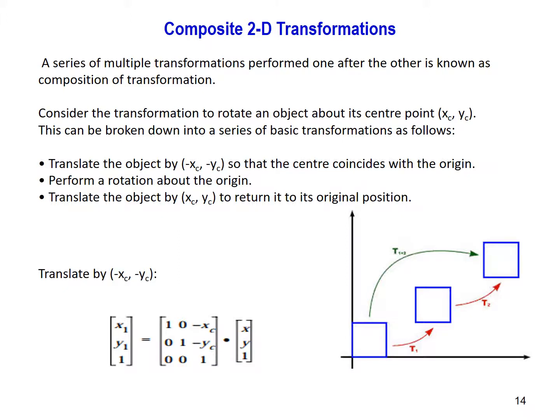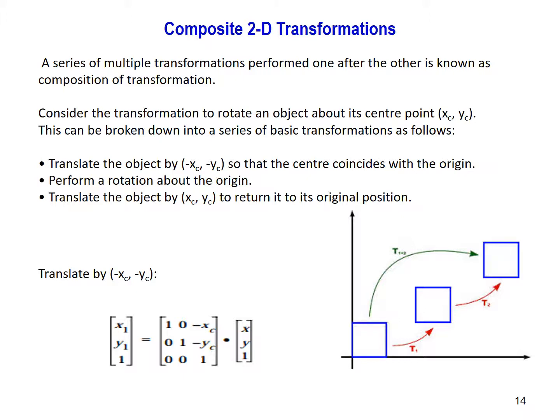Composite 2D transformations. A series of multiple transformations performed one after the other is known as composition of transformation. Now let us consider the transformation to rotate an object about its center point xc, yc. This can be done in a series of basic transformations. Firstly, translate the object by minus xc, minus yc so that the center coincides with the origin. Then perform a rotation about the origin and then translate the object by xc, yc to return to its original position. Now let us see how the individual transformations are performed by matrix multiplication.